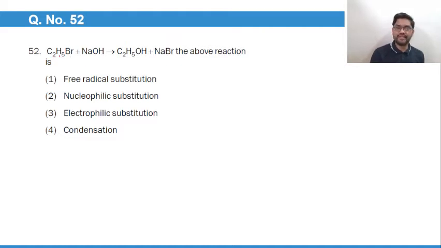52, C2H5Br, that is bromoethane, reacts with NaOH to give you ethanol and sodium bromide. It is a reaction in which, if you see, this OH minus ion has replaced Br minus ion, right? So can I say that it's a nucleophilic substitution reaction? So it is a nucleophilic substitution reaction.